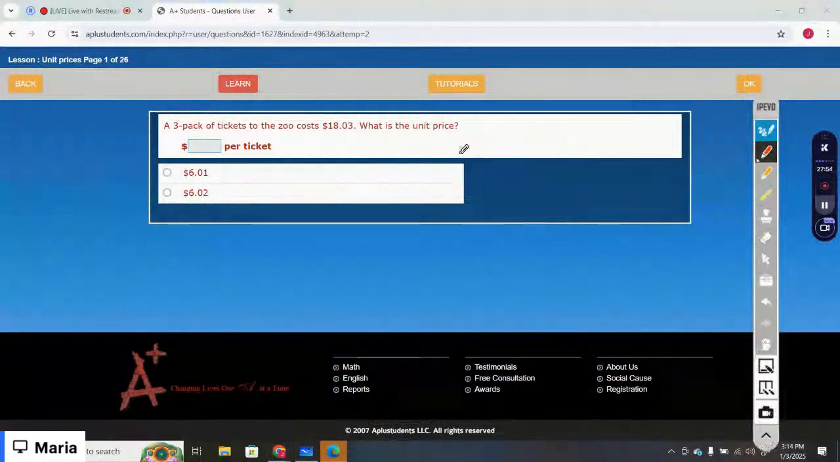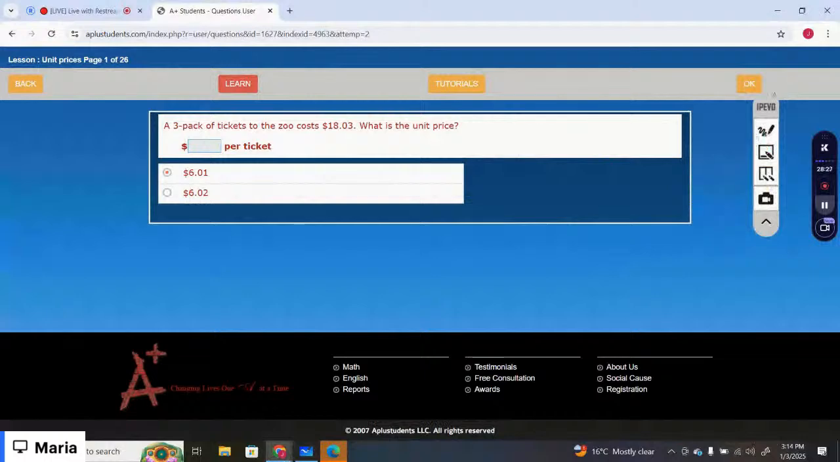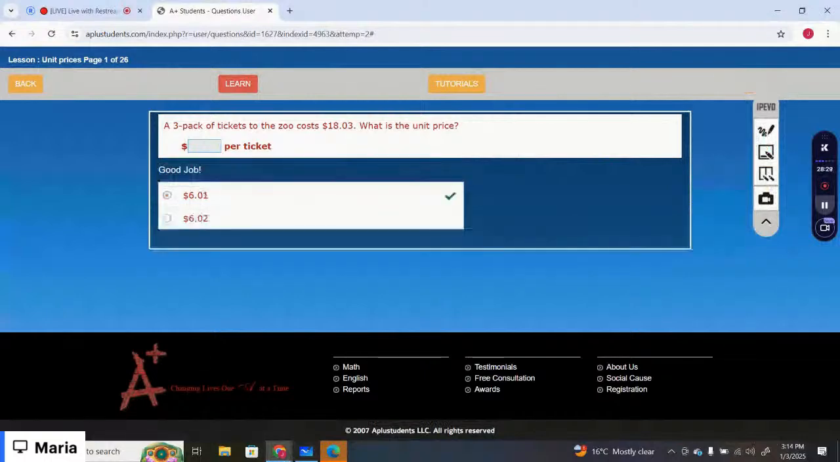So whenever you have to calculate the unit price, meaning the price of one thing, you need to calculate the total price divided by the number of items, right? So you have to divide 18.03 by 3. So the correct option is that is 6.01. Option number 1 is the correct option. That means the cost of one ticket is $6.01.